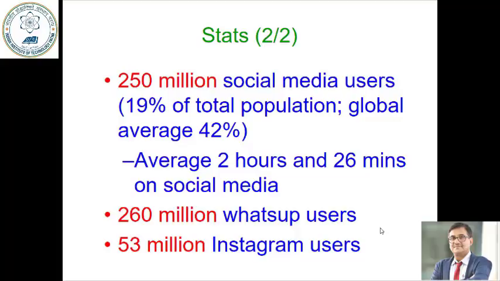250 million Indian users are social media users, and that is 19% of the total population. Global average is 42%. So even though the Indian average is lower than the global average, the sheer number makes this percentage again a huge value. These 250 million social media users on an average use social media for 2 hours and 26 minutes. There are 260 million WhatsApp users. Sorry for the spelling mistake there. 53 million Instagram users. So all these are in the range of millions. They produce and consume a huge amount of data.